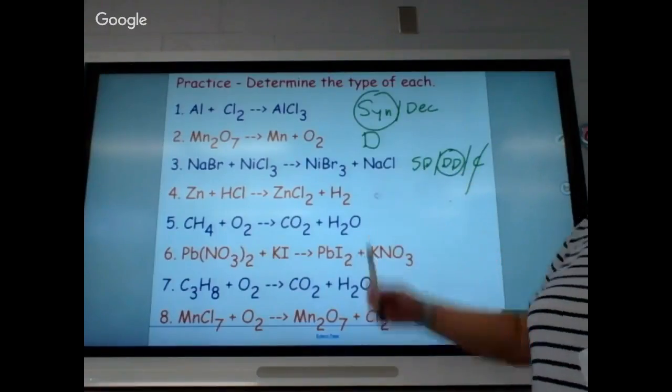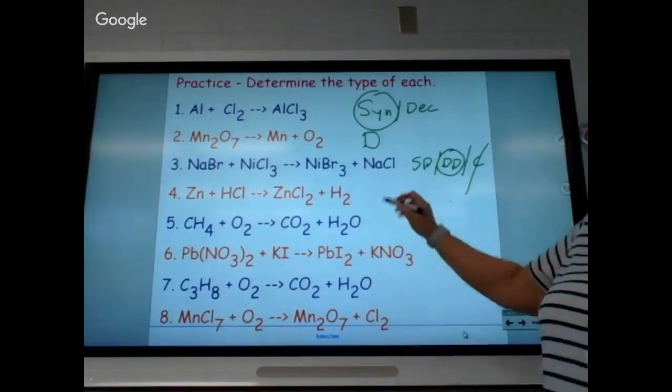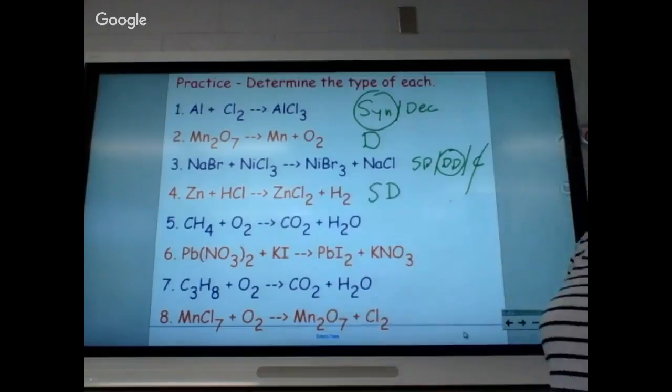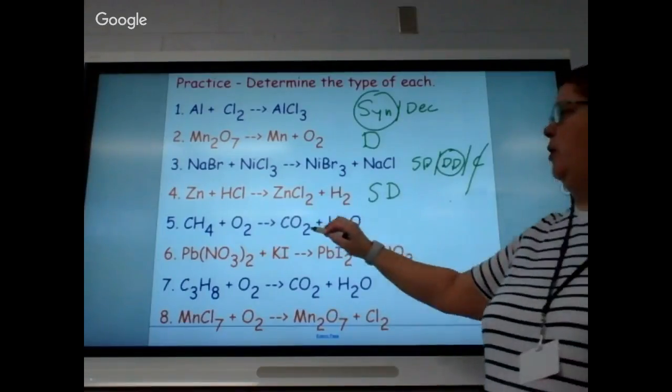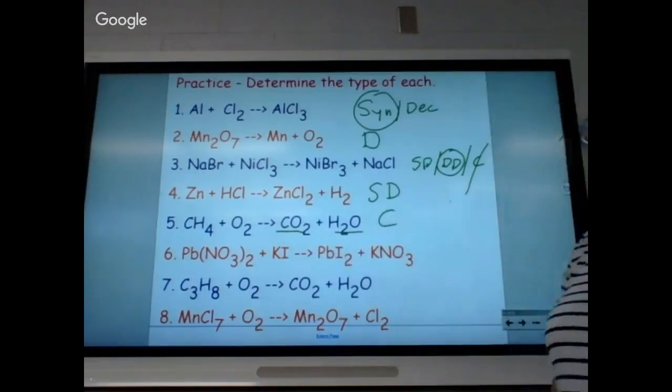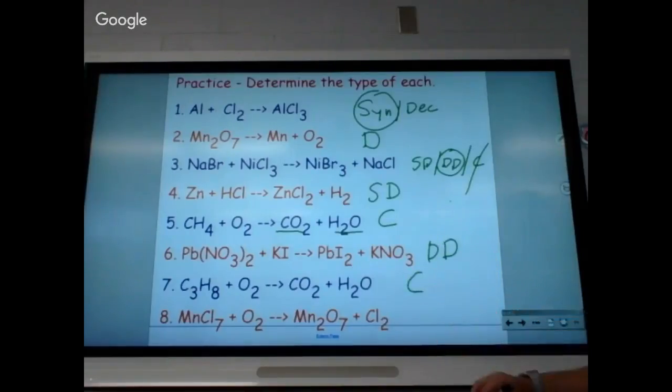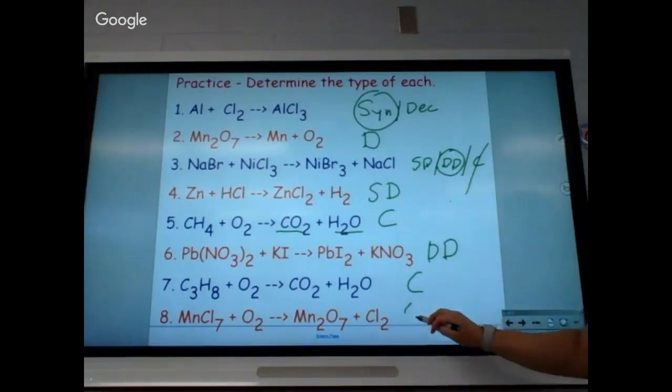Okay. Number 3, what kind is it? Or 4? It's 2 plus signs. It's got an element and a compound, so it's single. Number 5, 2 plus signs. You've got water and CO2. It's combustion. All right. Number 6. Double displacement. Number 7. And number 8. Single displacement. Are we okay with how to tell the types?